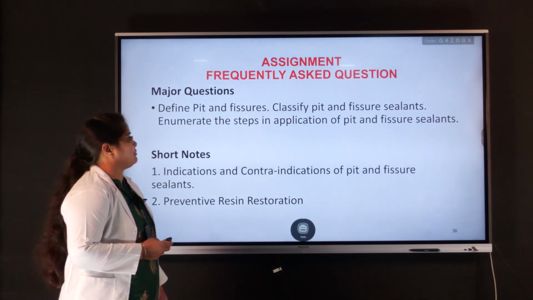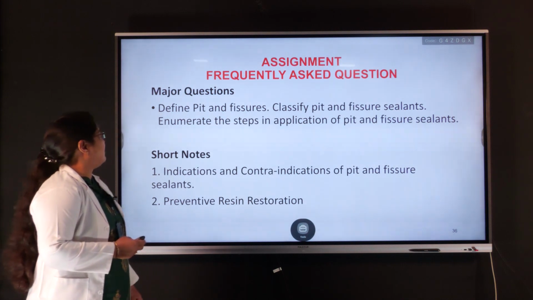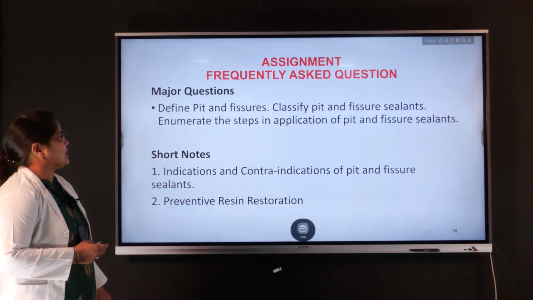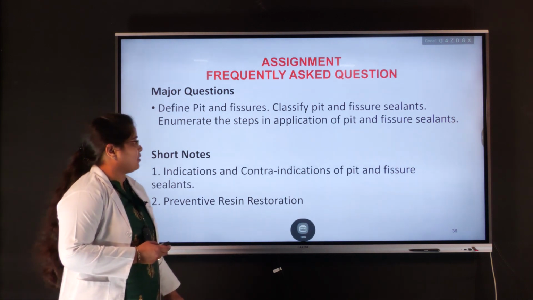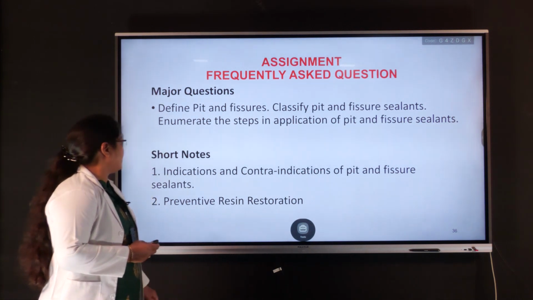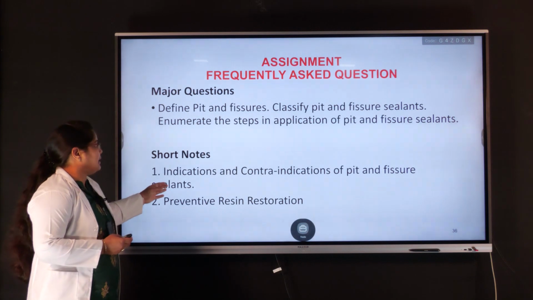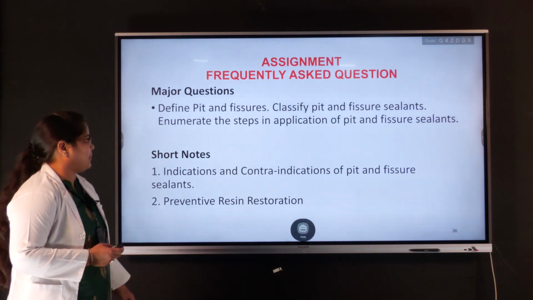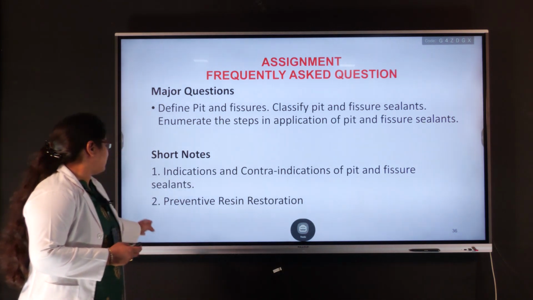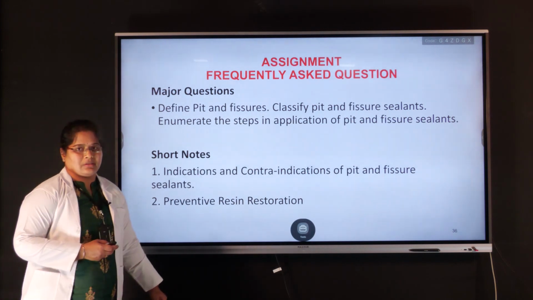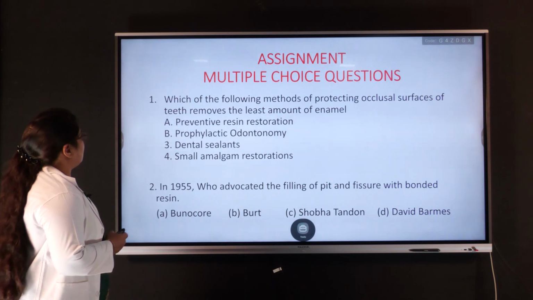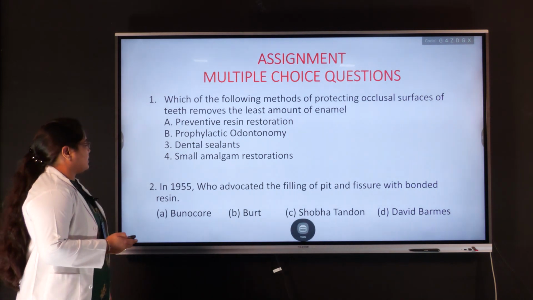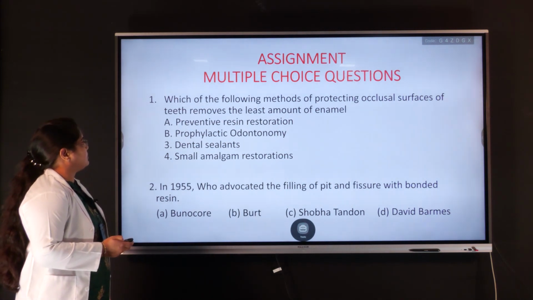Frequently asked questions from this chapter are: define pit and fissures, classify pit and fissure sealants, enumerate the steps in application of pit and fissure sealants. Short notes which are asked from this chapter are: indications and contraindications of pit and fissure sealants. Next one is the preventive resin restoration. These are the questions asked from this chapter. Multiple choice questions. These are the multiple choice questions.